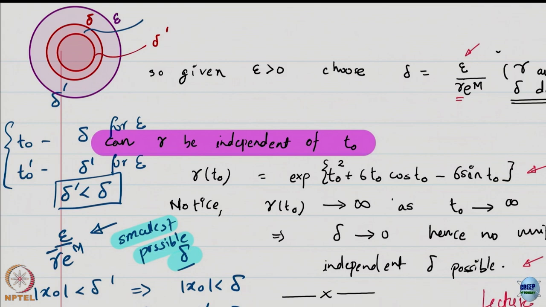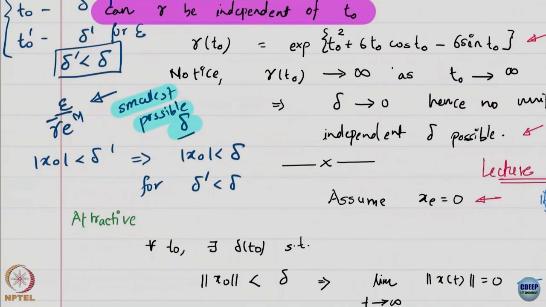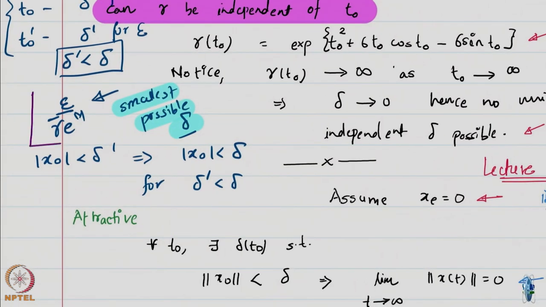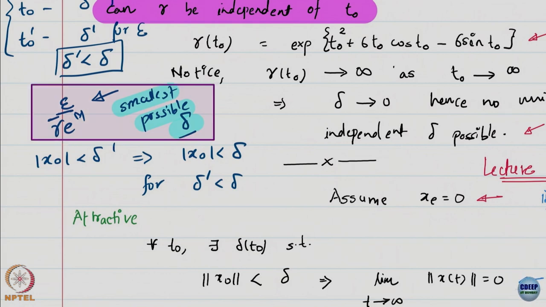So if I extend this to all possible initial times, I have to find the smallest delta, always. If I want to get uniformity, I must find the smallest delta, okay? So that is what is mentioned here. Okay, so I want to find the smallest possible delta, which means I want to find the largest possible gamma in this case, right? Okay, now look at the expression for gamma.